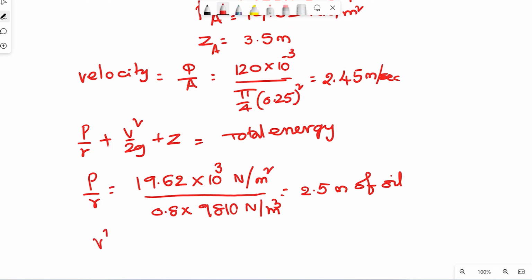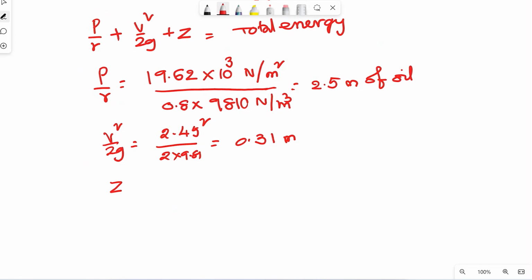What is V square by 2G? Already I calculated V. V is 2.45 whole square divided by 2 into 9.81. So it comes to 0.31 meters of oil. So this is the second one. Then what is Z he has given? Z is equal to 3.5 meters.